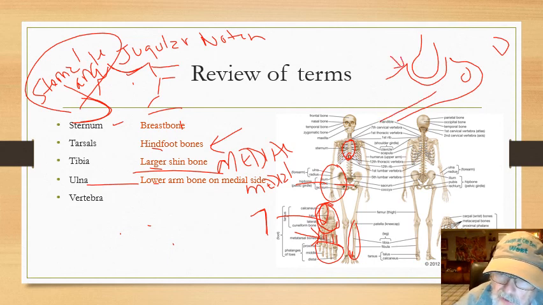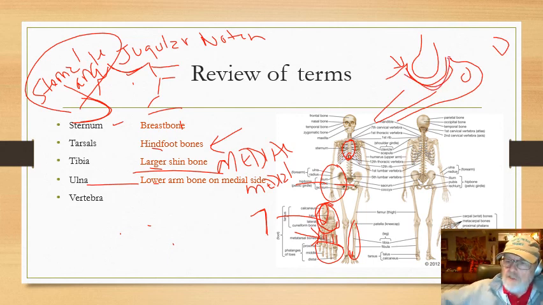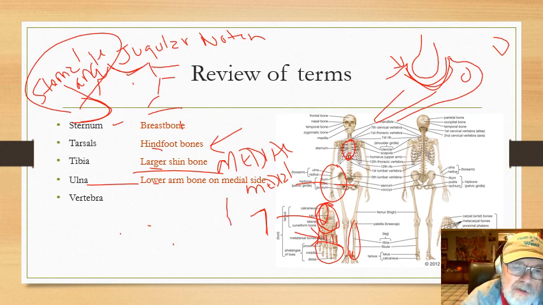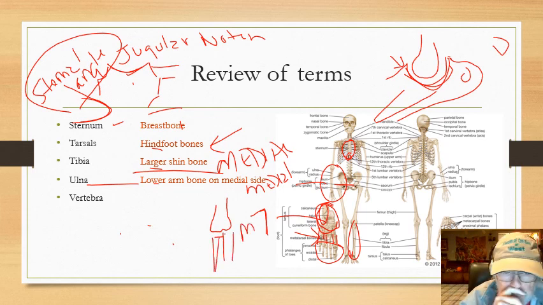The ulna comes down this way. This whole area is the ulna, and this actually acts like a hinge, and that provides this type of motion of the elbow. Again, the arm comes down here, the humerus comes down here, the ulna is on the medial side, and the radius is on the lateral side.